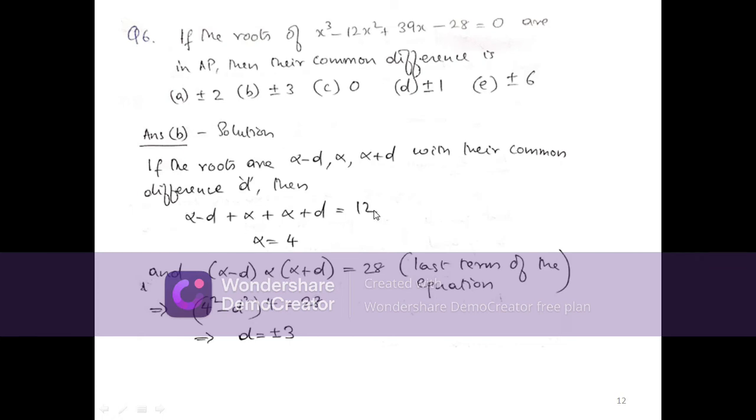And the last term will be the product of all the roots. The coefficient of the first term will generally be 1. So this term will be the sum of all the roots. That is why alpha minus d plus alpha plus alpha plus d equal to 12. So 3 alpha equal to 12 and alpha equal to 4. And this 28 is equal to the product of the roots, alpha minus d, alpha and alpha plus d, equal to 28.